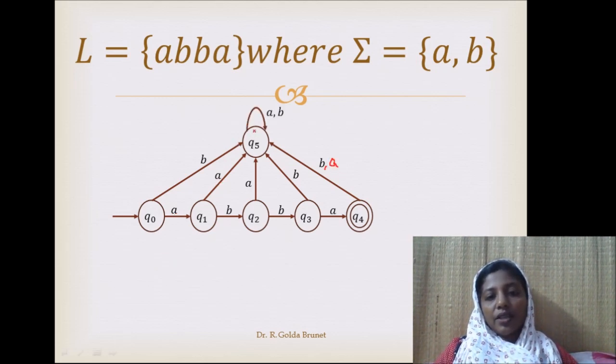Once we reach Q5, any input will take us to the same state, because any string starting with B, or starting with AA, or ABA followed by any further symbols, are all strings that are not accepted by this language. So we have transitions back to Q5 as soon as we reach Q5. Thus we have designed the machine for this language ABBA.